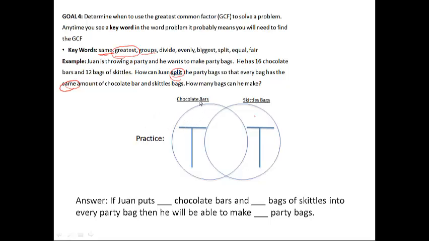All right, so we've organized it here with our Venn diagram, which is one of our goals, goal 3. Okay, we've labeled that this over here is going to be Skittles and that the left side is going to be chocolate bars. All right, chocolate bars. What number went with chocolate bars? 16. Skittles, 12 bags of Skittles. Okay, and I know this is GCF because I'm trying to make the same amount and I'm dividing them up. I'm splitting up the candy between all the friends.